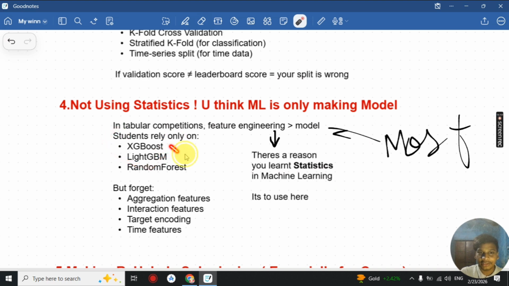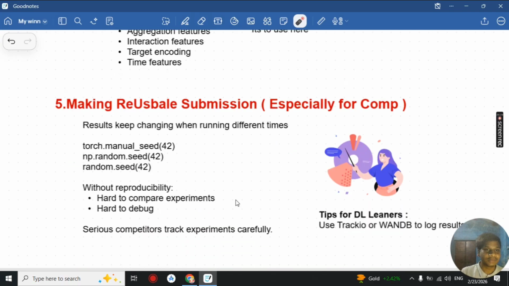Many students rely only on XGBoost, LightGBM and random forest, okay, but forget about aggregation features, interaction features, target encoding, time features, and most importantly feature engineering, okay. There's a reason you learn statistics in machine learning, okay. It is to use it here in your feature engineering path. You must make sure that you use statistics to understand the behavior of the data set here.